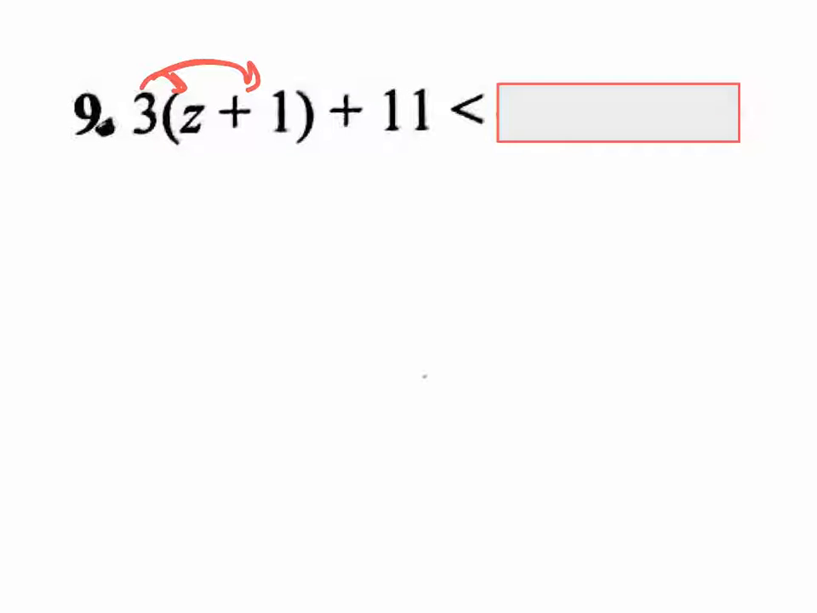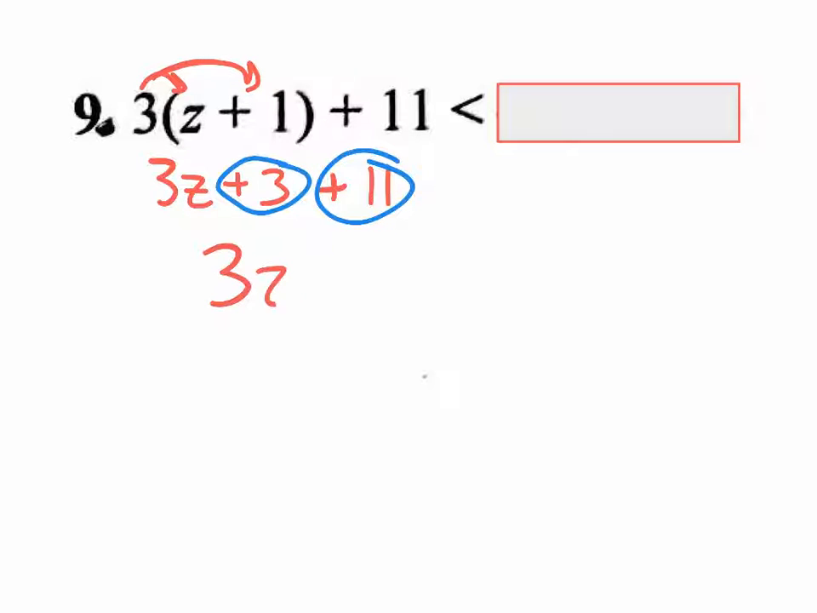So 3 times z is 3z, and 3 times 1 is 3. And we're going to also bring down the plus 11. So I've distributed. Now the only thing left to do is to combine like terms. So Marco, what do we combine? The 3 and the 11. Okay, so let's bring it down. 3z plus 14. When you combine 3 plus 11, that's 14. So we've simplified the left side.